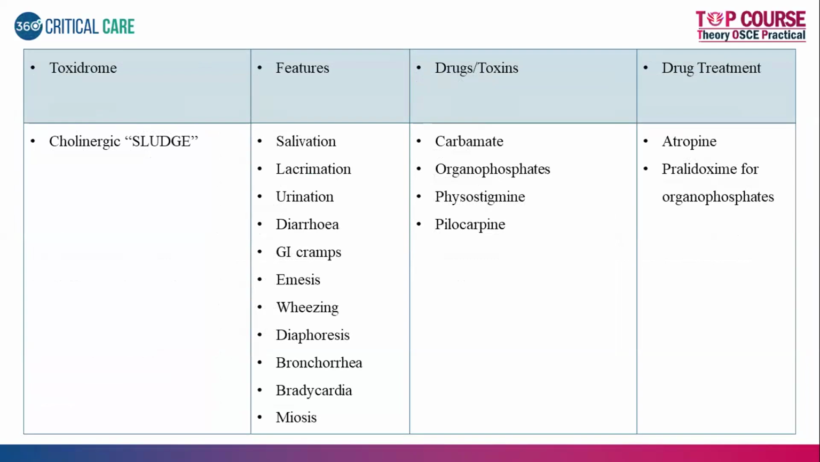Second is your cholinergics. You can write about the OP compound. Everyone knows about the OP compound. For the cholinergic toxidrome, you all know the features: the SLUDGE, salivation, lacrimation, urination, diarrhea, GI cramps, and emesis. The drugs which cause cholinergic symptoms are organophosphorus, carbamates, physostigmine, and pilocarpine. For drug treatment, we all know atropine and pralidoxime.